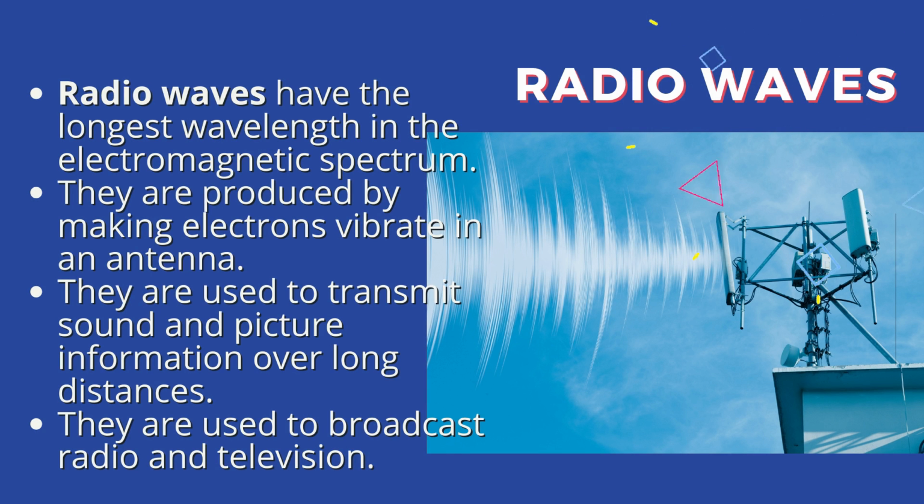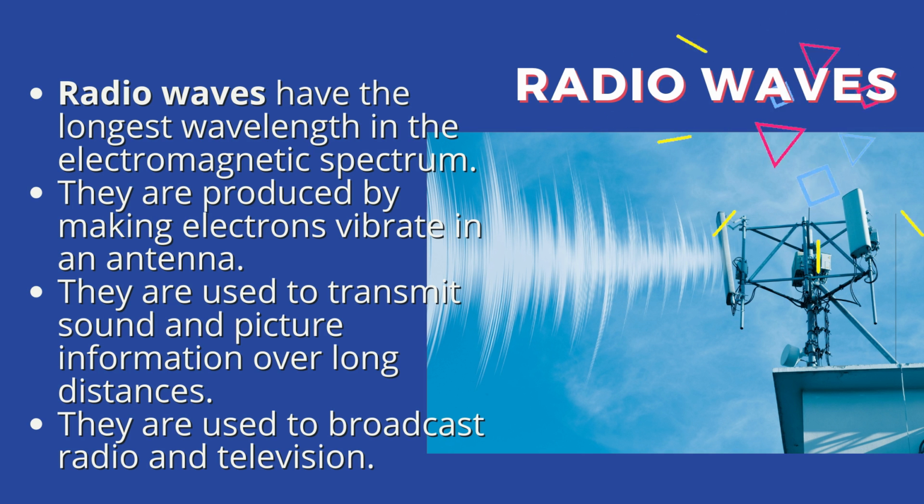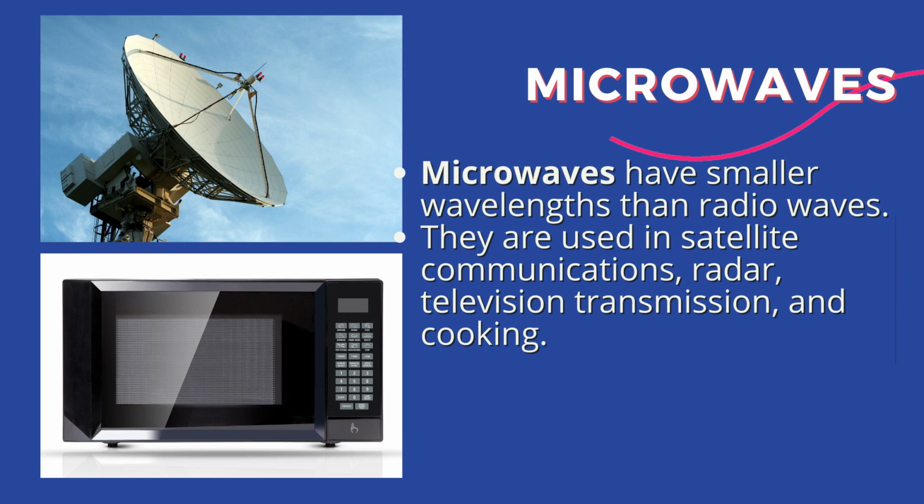Radio waves have the longest wavelength in the electromagnetic spectrum. They are produced by making electrons vibrate in an antenna. They are used to transmit sound and picture information over long distances, and they are used to broadcast radio and television. Microwaves have smaller wavelengths than radio waves. They are used in satellite communications, radar, television transmission, and cooking.